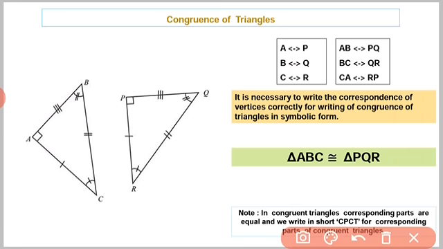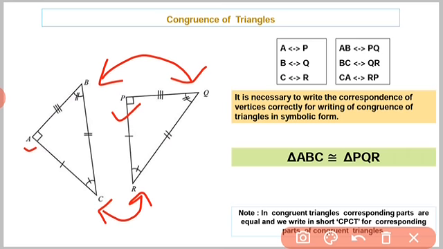So in this, vertex A corresponds to vertex P, B corresponds to Q, and C corresponds to R. That means angle A is equal to angle P, angle B is equal to angle Q, and angle C is equal to angle R. So we have written the corresponding parts, and when we see that the corresponding parts are equal, then the triangles are congruent. So we can write triangle ABC is congruent to triangle PQR.